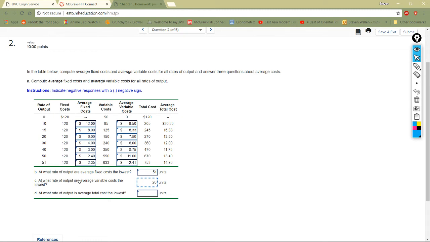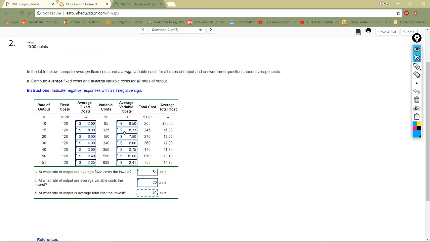However, at what rate of output are average and variable costs the lowest? No, that's right, that's the one we just read. At what rate of output is the average total cost the lowest? Okay, this is the one we're on. We just add them up. So if you add up your average fixed costs and your average variable costs, that's going to give you your total costs. And where is it the lowest? It's going to be in between 51 and 20 units. We know that because you're going to have our 2 points there, and it's going to be most efficient at 40. 40 units. And so that's what's interesting.